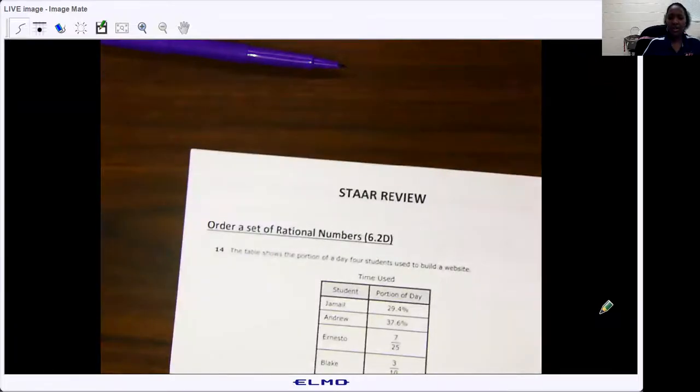So we're going to do 2 TEKs today. Ordering a set of rational numbers and generate equivalent forms of fractions, decimals, and percents, okay? So let's go ahead and get started with today. And please take notes, ladies and gentlemen. Always good to take notes so that way you can refer back to it, and you can always refer back to my video as well.